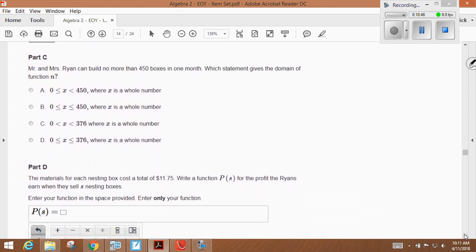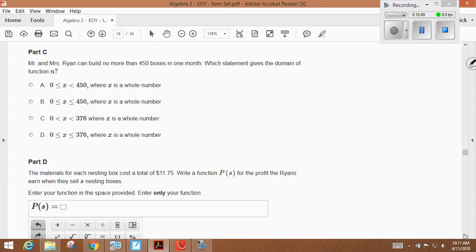Here's an Algebra 2 question. You want to know about domain? Sort of. Should be an Algebra 1 too. They already made 74, right? So then x can't be more than, if your total number of boxes made can't be more than 450, then x can't be greater than 376. It can't be exactly 376 because you're allowed to make 450 boxes, so that's why we choose D.